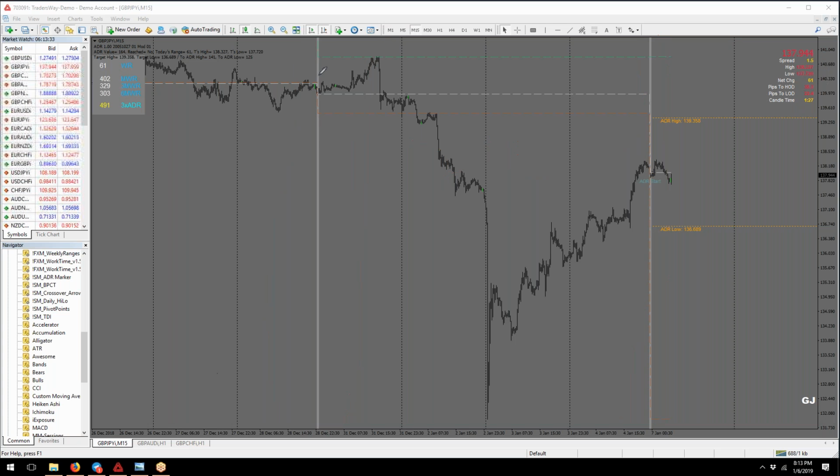Okay, so these are my weekly lines. They paint on Sunday to Sunday. That way you can distinguish the week. These vertical lines separate each day, and the market resets every day at 2 p.m.